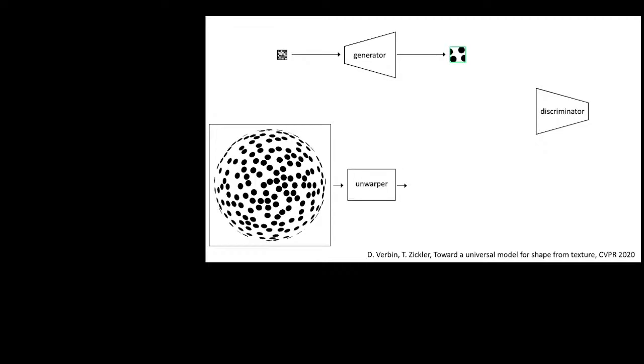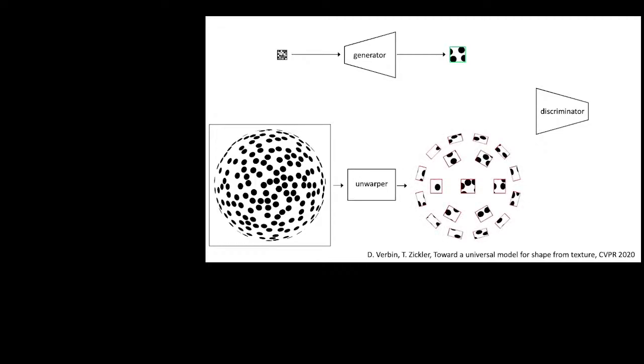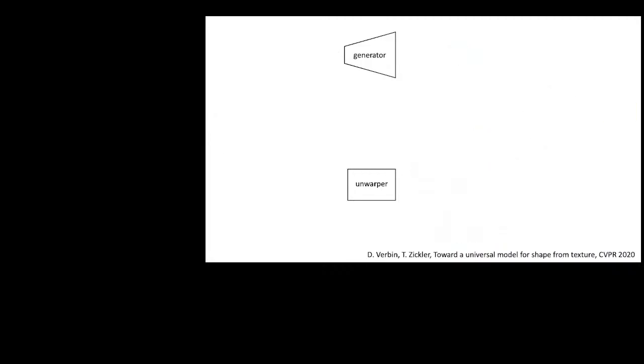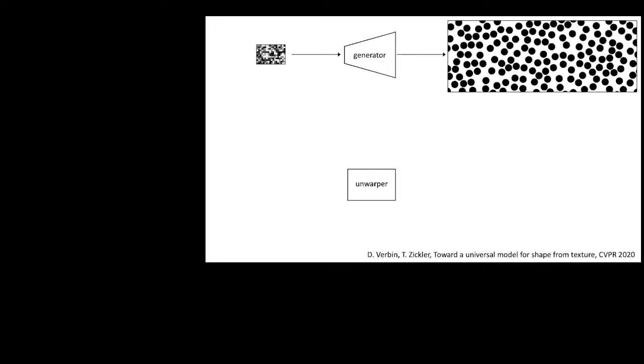The unwarper attempts to make patches that look like those coming from the generator by applying a field of affine warps to patches from the input image. The discriminator changes its weights in an attempt to differentiate between the two sources of patches. When the three-player game converges, the generator can make arbitrarily large samples of flat texture, and the warp field learned by the unwarper gives 3D shape.